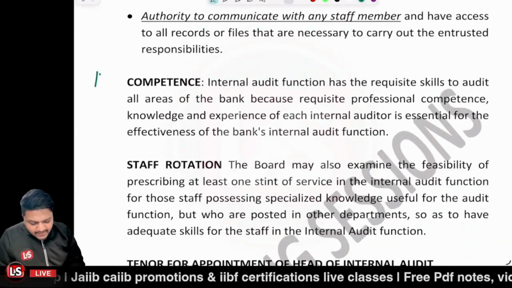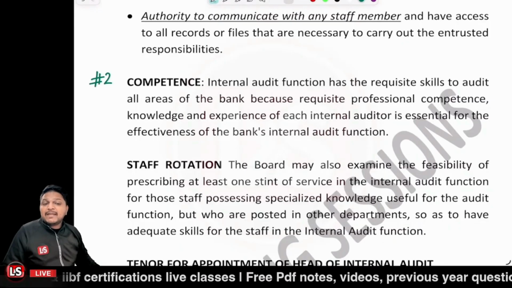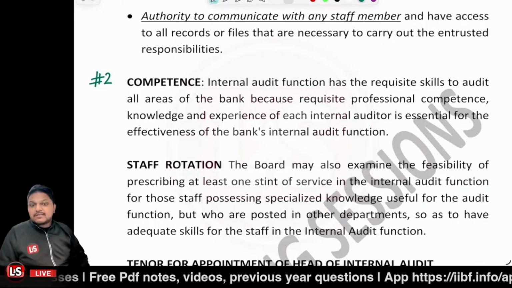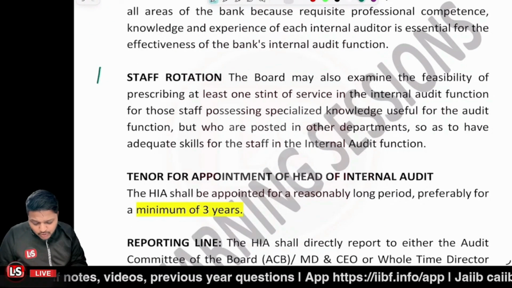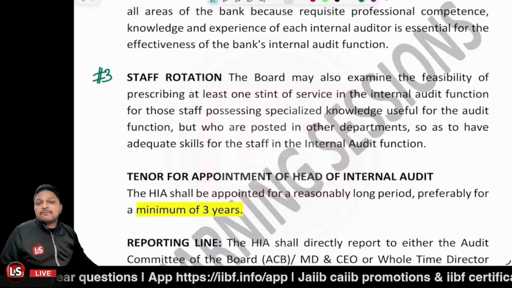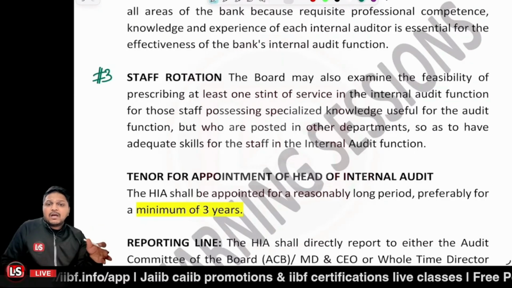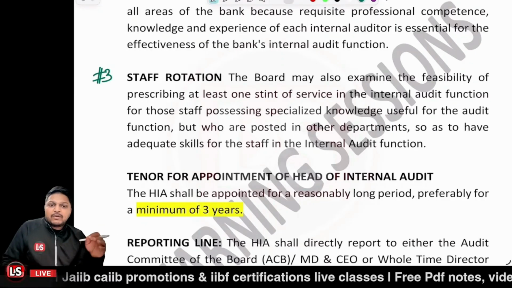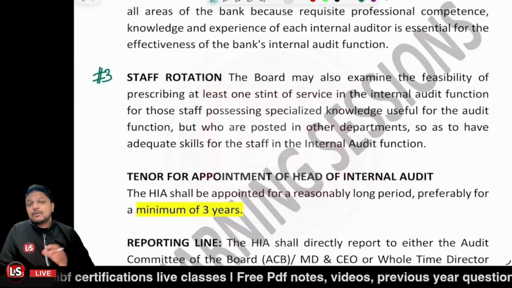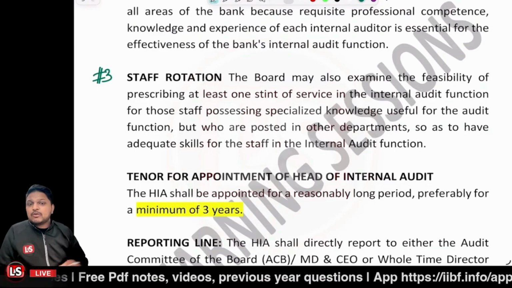Second, competent professional staff should be there, who have the proper knowledge and experience for looking into the things, right? That's competence. And the third one, the staff should not be fixed. There should be proper staff rotation. If it is feasible, and the persons have adequate skills, the staff should be rotated. Multiple staff members must be there, and the staff duties must be rotated, right?